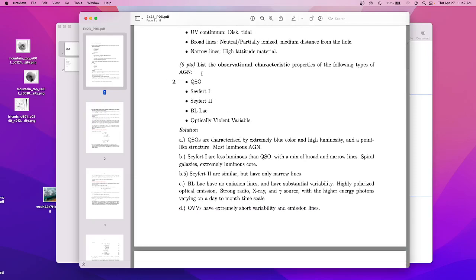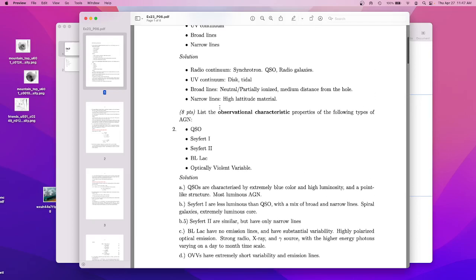Observational zoology, list the observational characteristics of these objects. So what's a QSO or a quasar? Tell me about it. Quasi-stellar object. It could outshine the total luminosity of all the stars in a galaxy. Right. High luminosity. Basically looks like a star, but it's way bright.